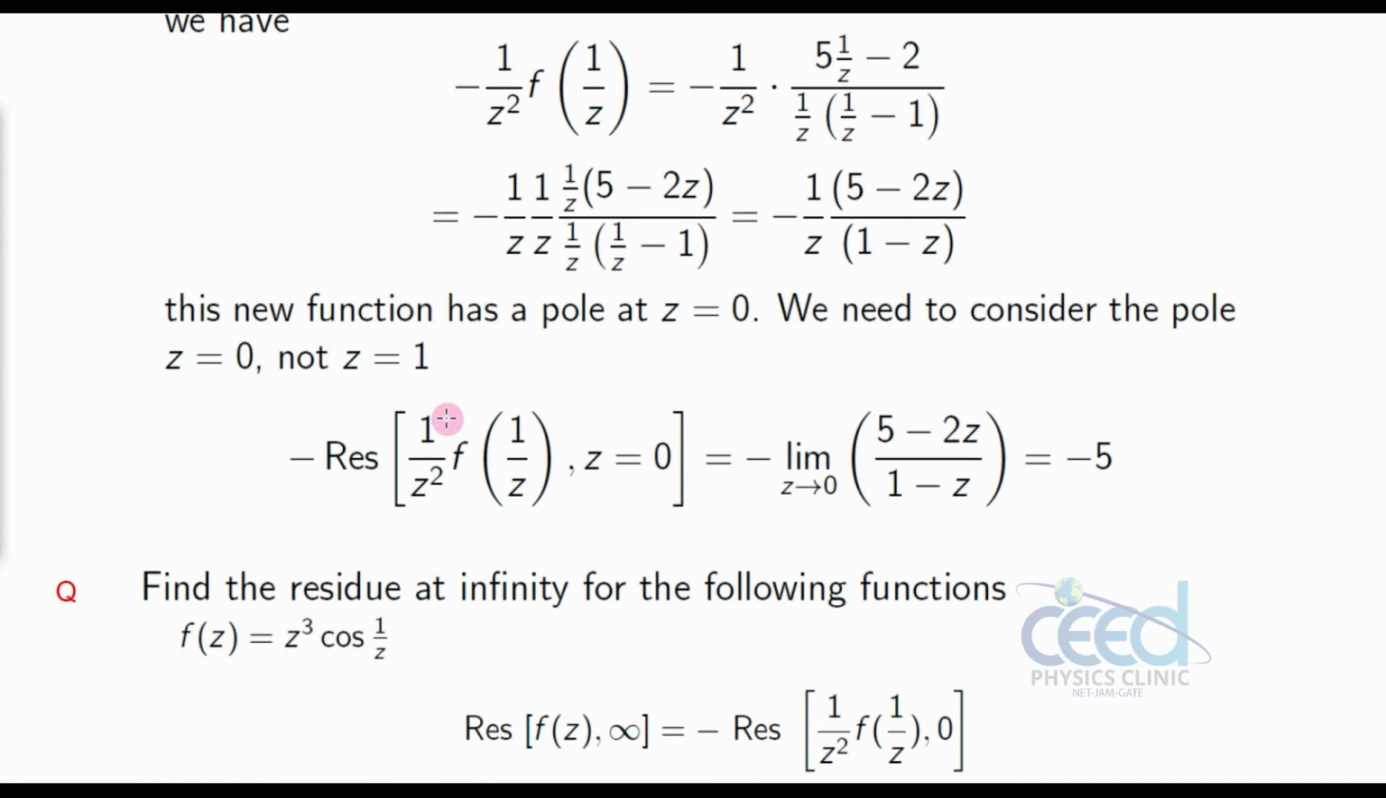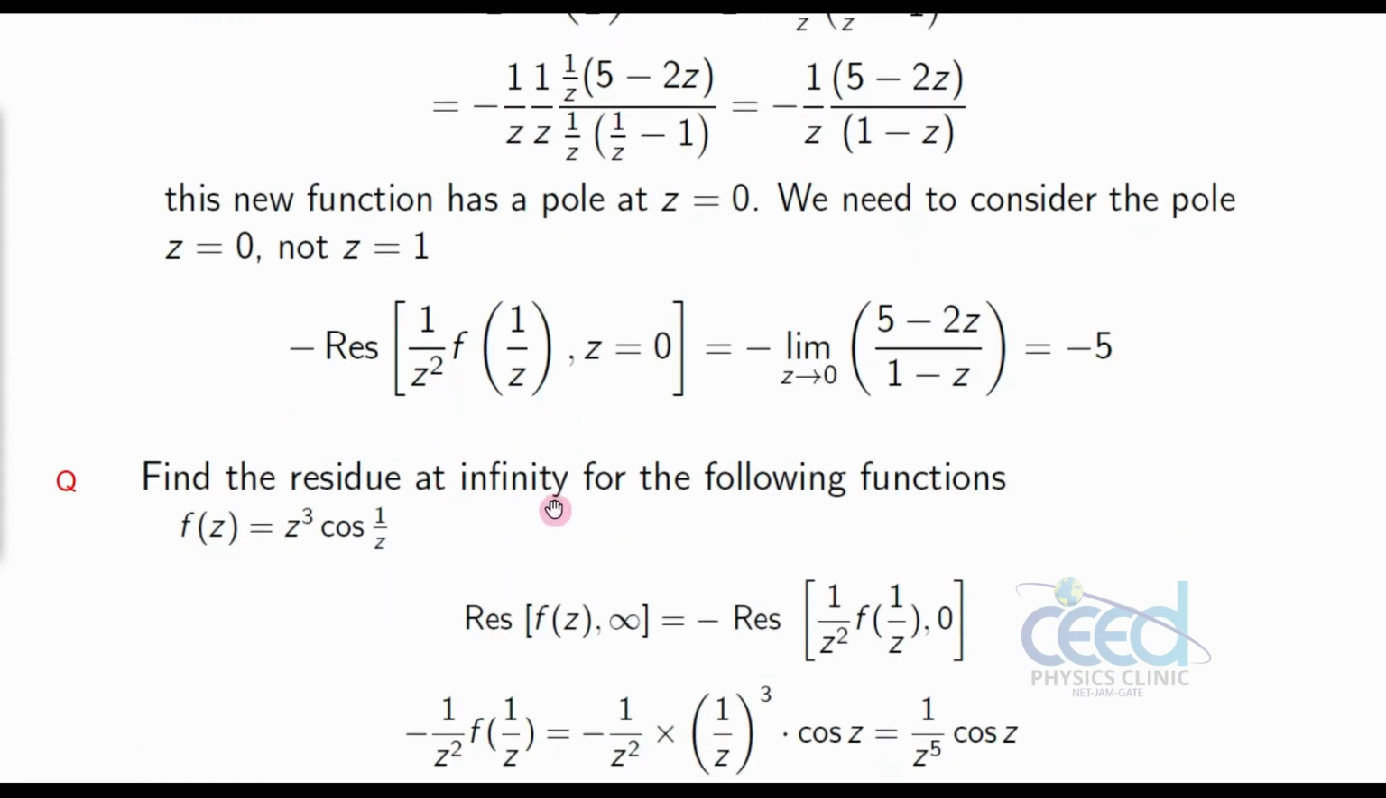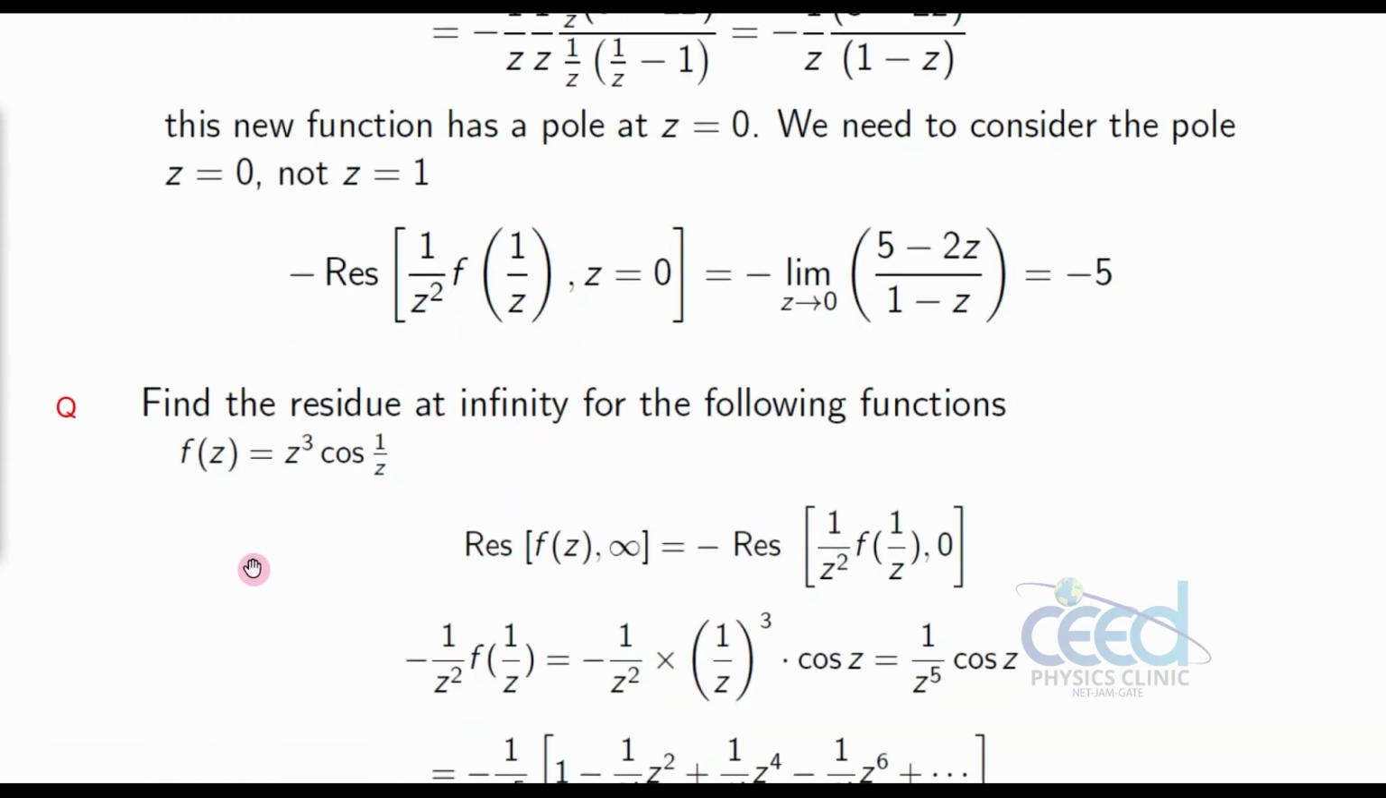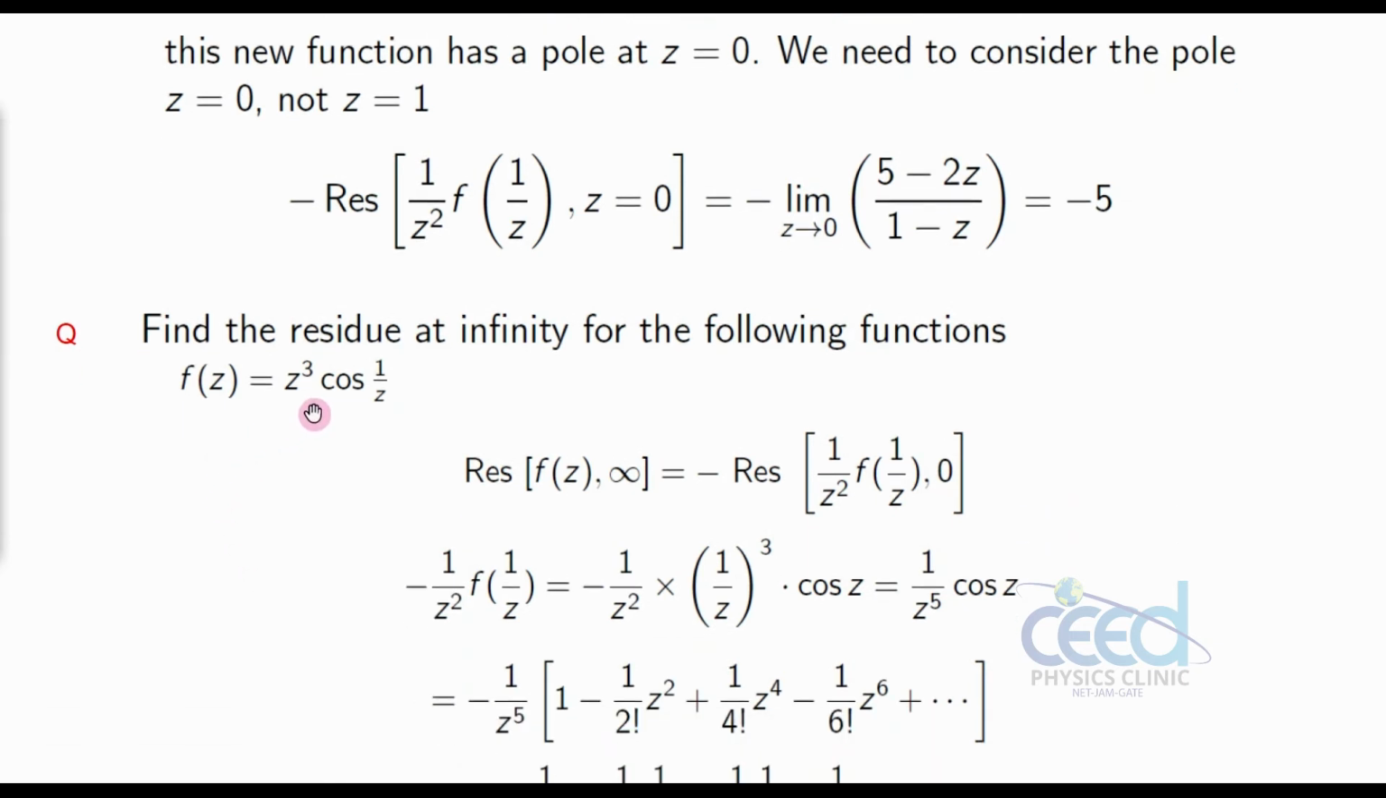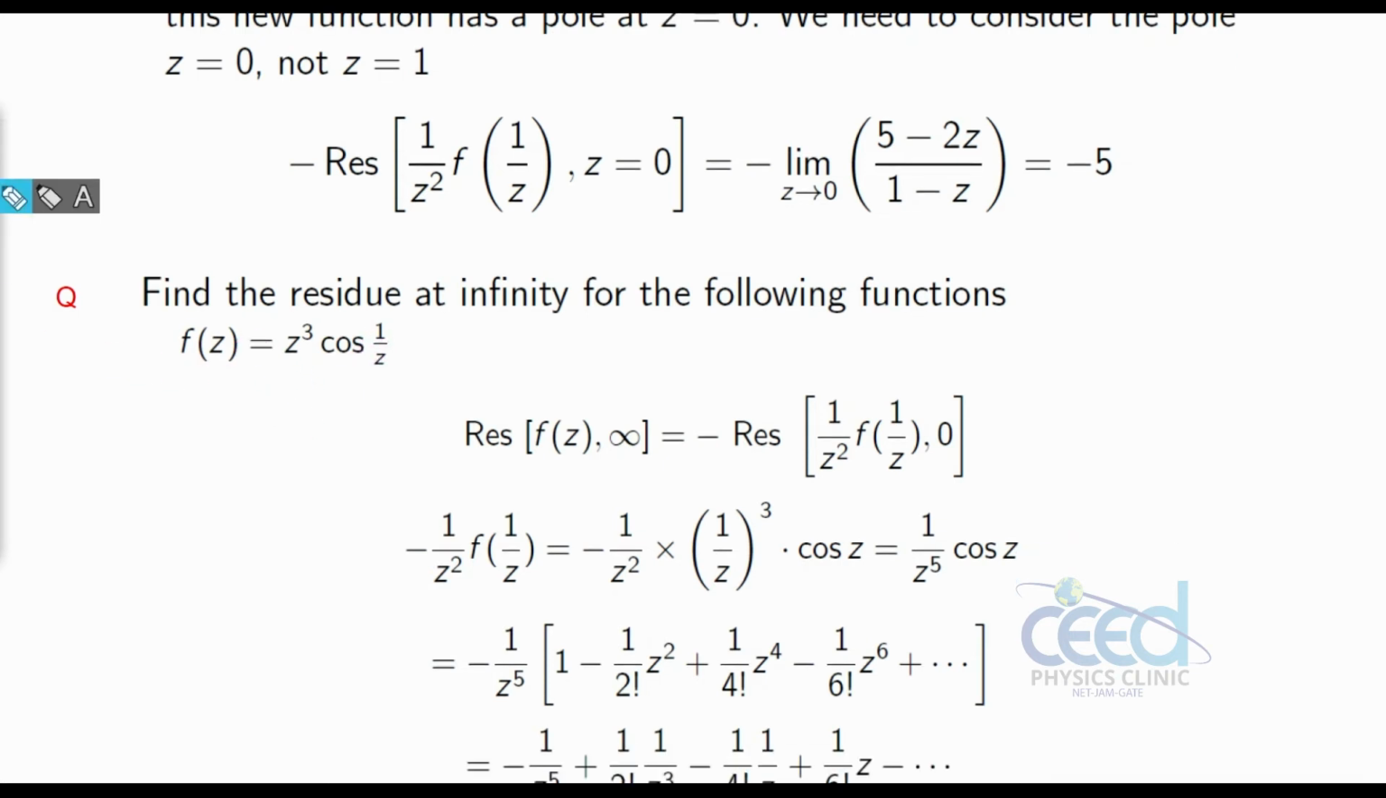Then one more question we have: find the residue at infinity for the following functions. The first function is f of z equal to z cube into cos 1 by z. We already know this cos 1 by z is a series. In such a situation we can use the direct formula, or instead of applying this formula we can take the negative coefficient of the series expansion. That is also possible.